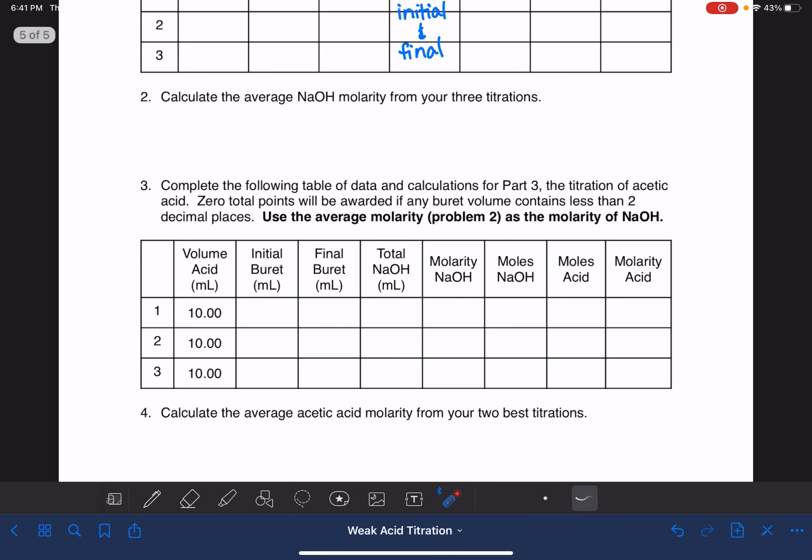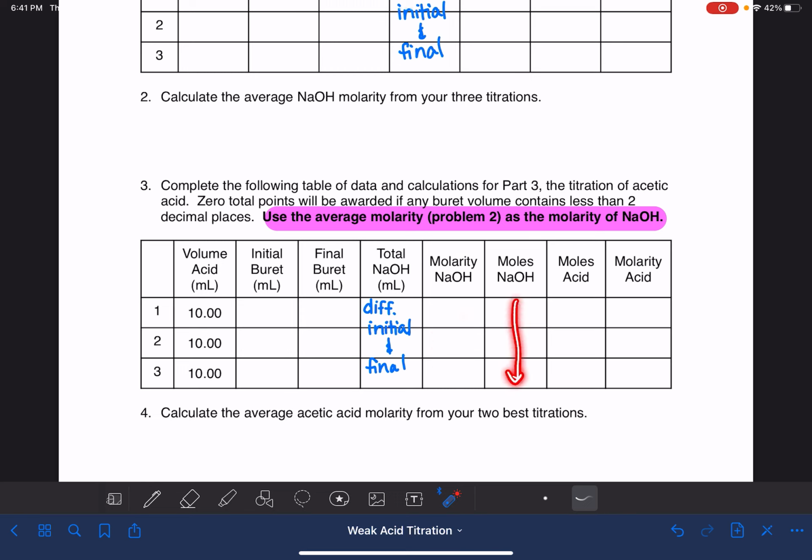Now the next data table is very similar. This is for the second titration. You will have recorded initial and final burette volumes, and you will be calculating the total NaOH volume by taking the difference between the initial and the final. In the next column, you will be reporting the molarity of NaOH. And for that, you're just going to be using the average molarity. So whatever you calculated as your average molarity in problem 2, you're just going to write that number down in all 3 of these boxes.